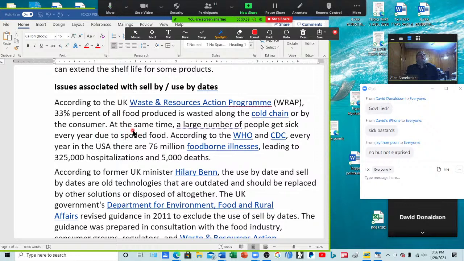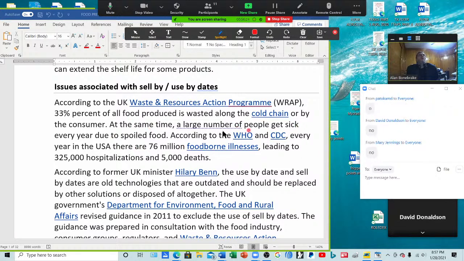Wow, 33%. Now, I'd heard 25%, at least in the United States. How many of you knew about the 33% food waste? Let's see in the box over here. I'd heard 25, but not 33. That's a pretty high rate.